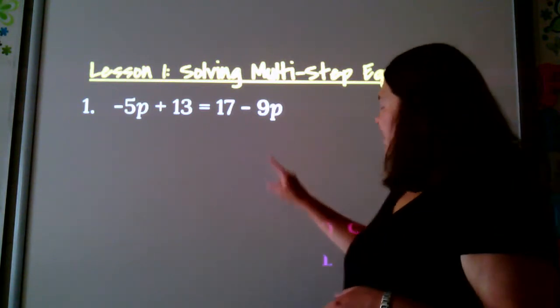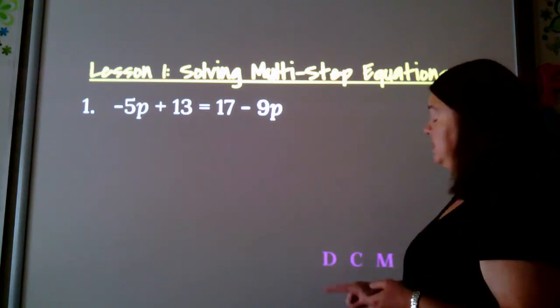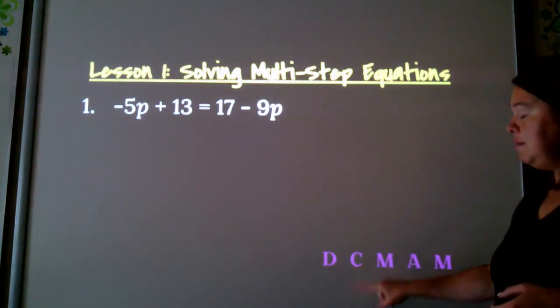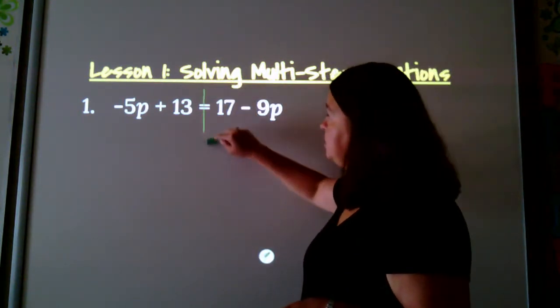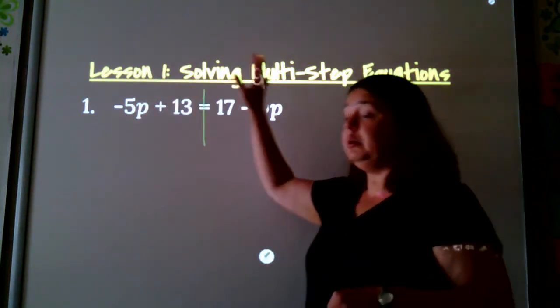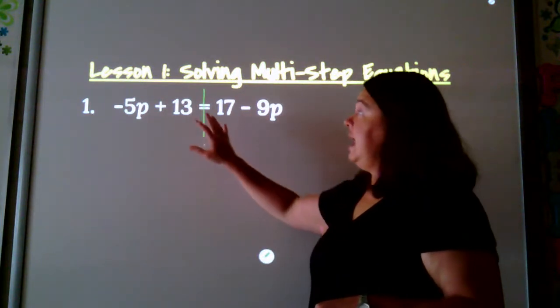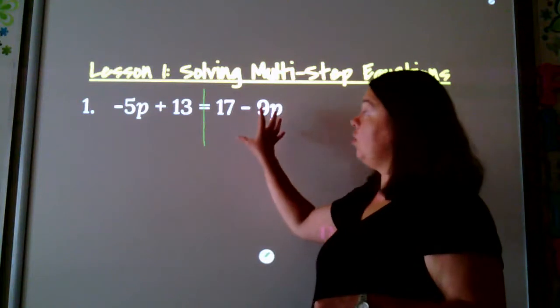So, my very first thing is, do I have the distributive property? I don't see any parentheses in there. I am not using the distributive property. Well, how about combining like terms? When you combine like terms, I'm going to split where that equal sign is. I'm going to split this equation into two pieces. I've got left of the equal sign and right of the equal sign. And I'm looking for things that I can combine on the left-hand side or on the right-hand side.